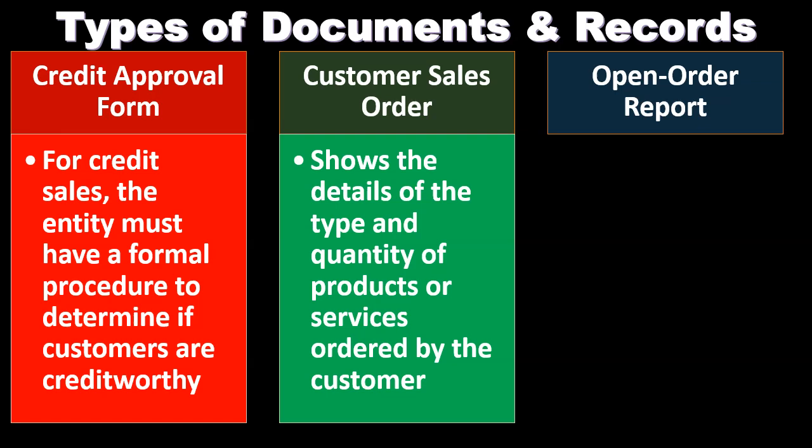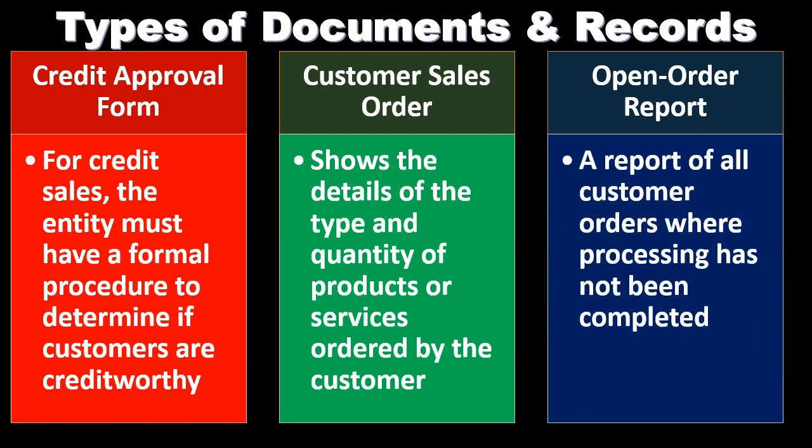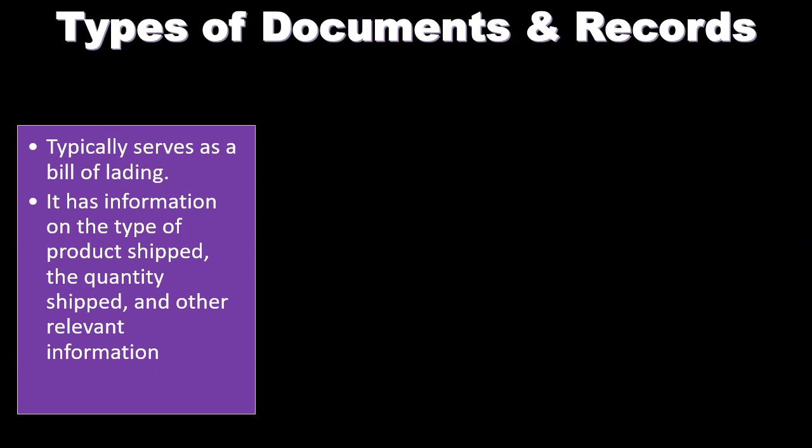Then we have the open order report. This is going to be important for the auditor. It is a report of all customer orders where processing has not been completed. If there are items where the processing has not yet been done, we need to know what the open order report is, because if the work has not yet been done, typically we shouldn't be recording the revenue until the work has been done. So we need to know what the system is, when the revenue is going to be recognized, when the work is done, so that we can test that system.